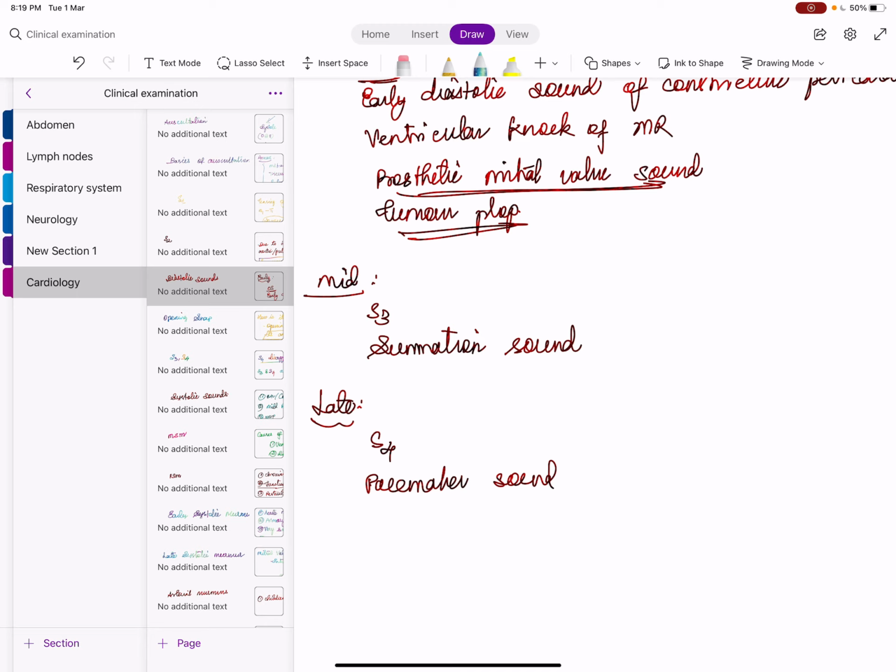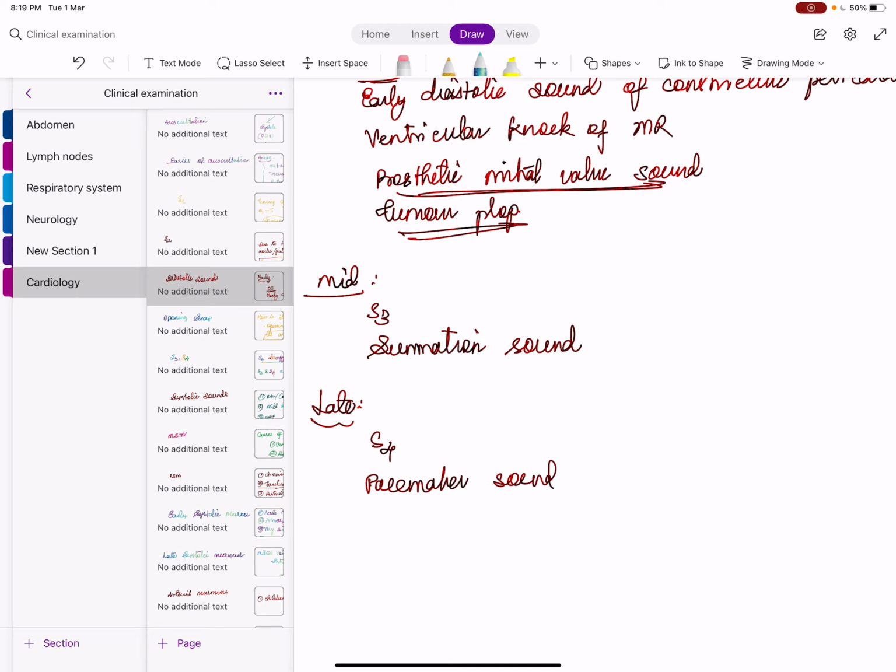Now what is paradoxical split? Reverse split: P2 comes first, A2 comes later. How will you identify that? Normally in inspiration, the split should widen. But if in inspiration the split narrows, it is reverse split. Simple. So only these are the three abnormalities you have to say when there is a split. Another problem can occur with S2. I told you two components are there, right? One component may be absent or both components may be absent.